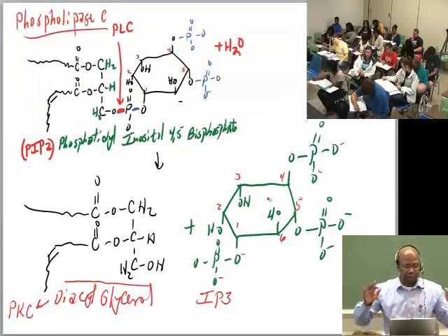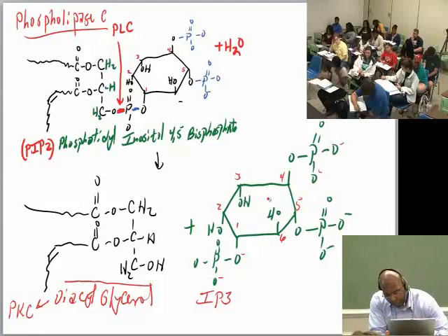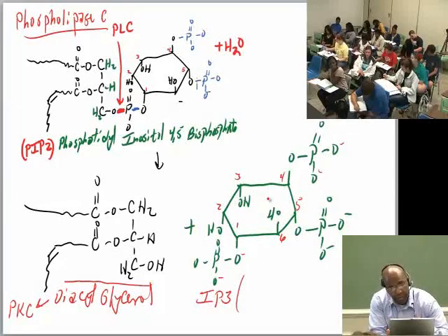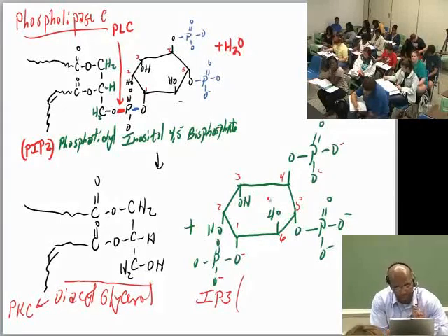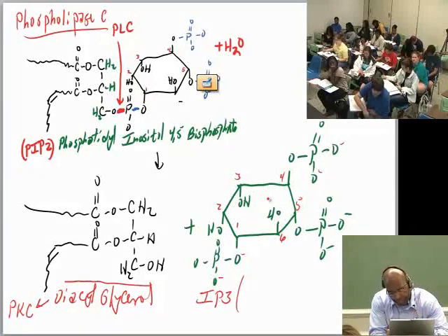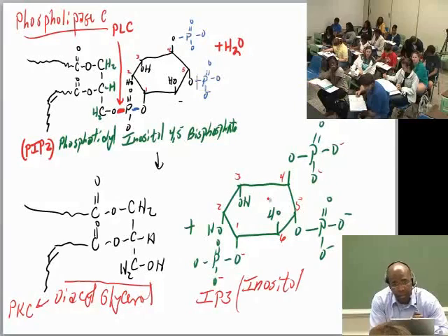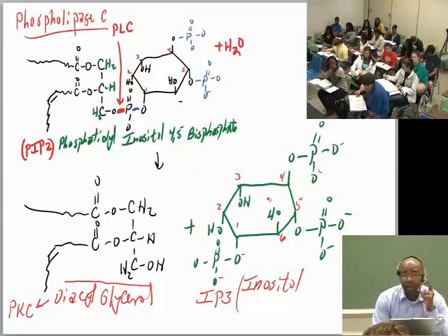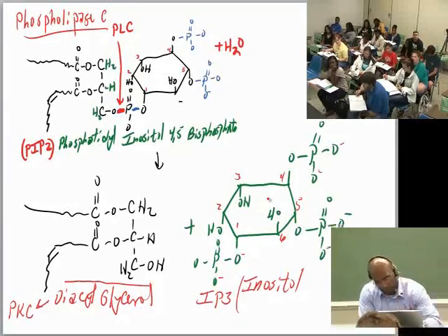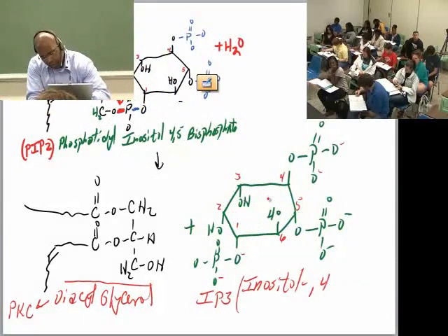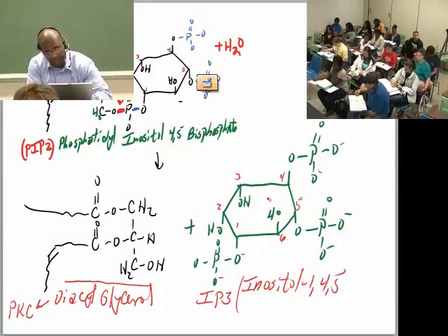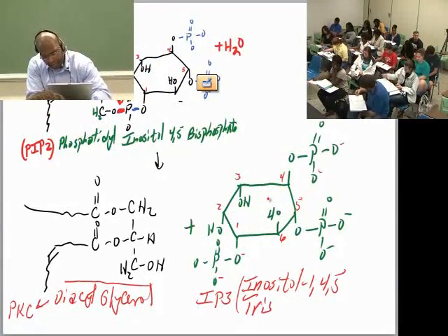Okay. Now, what's the complete name of IP3? You can give me the first part easily. IP3 is the abbreviation. What's the name? Inositol. That makes sense since there's a big I there. Yes, but give me the numbers. Where do those phosphates attach? 1, 4, 5. Tris. Why is it not tri? Because they're not connected. Exactly.